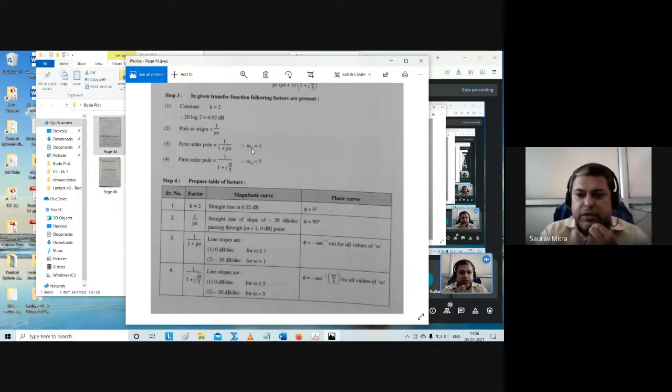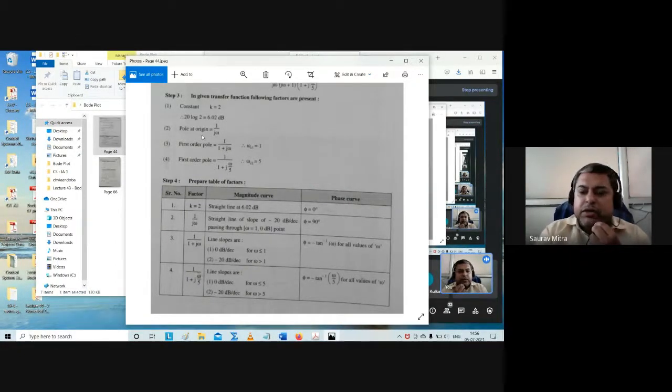In the exam also you have to do it like this. In the given transfer function, the following factors: constant K is equal to 2. Numerator 10 was given, which has been divided by 5, so it is 2. First is 20 log 2, which comes to around 6 dB. So there will be a 6 dB line parallel to the ground line.